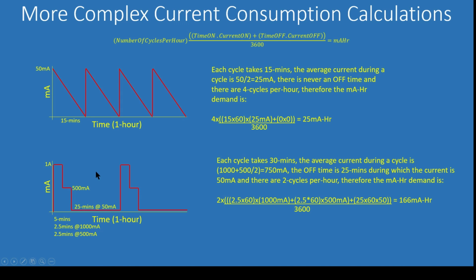Here's a more stepped example of current consumption. Again, we're trying to find out for one cycle, there are 2 cycles per hour. What is the area for one cycle, and what's the average? Well, there are 2 cycles per hour. For 2.5 minutes it takes 1 amp and then for 2.5 minutes it takes half an amp, and then for the rest of the time, for 25 minutes times 60 seconds, it takes 50 milliamps, so the total power demand is 166 milliampere hour.